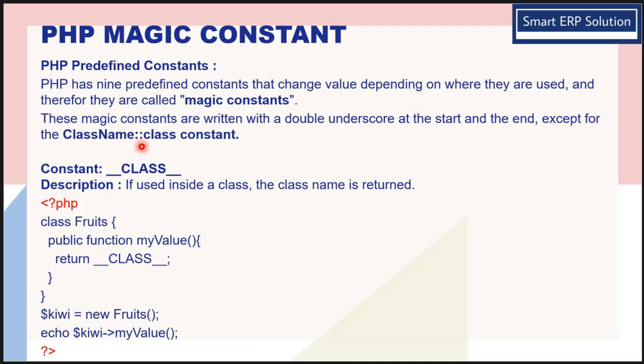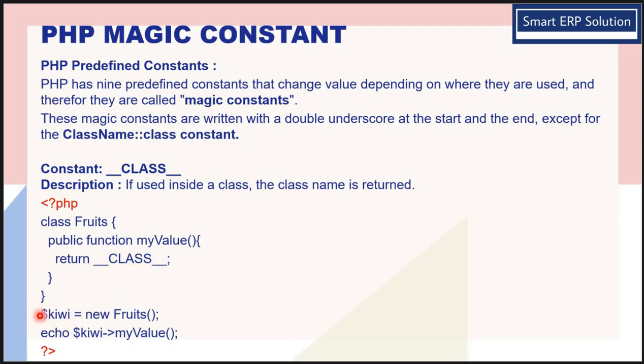Class name, double colon, then class constant. The constant __CLASS__, with an underscore at the start and end. Description: if used inside a class, the class name is returned. For example, this is the class Fruits, public function myValue is the function name, then return __CLASS__. This is the magic constant.